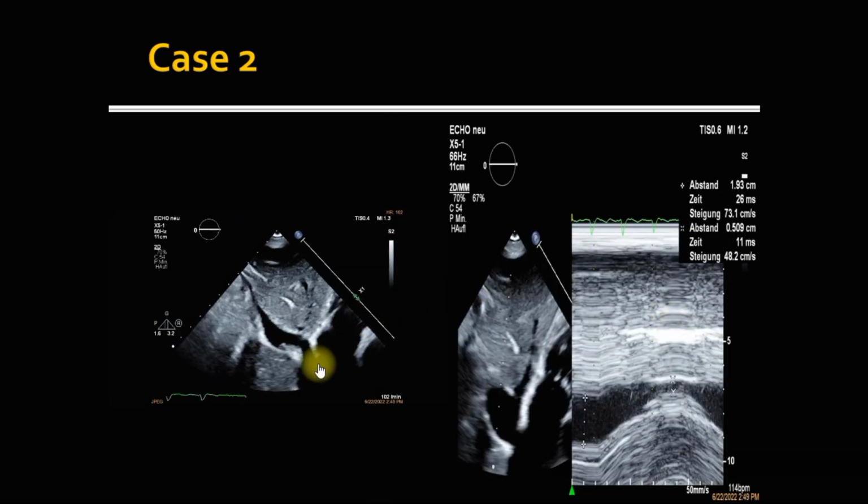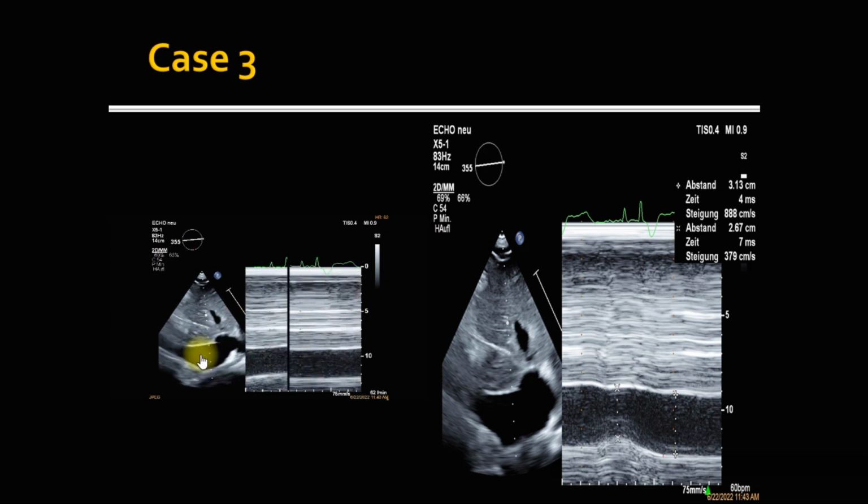The second case, here we have an inferior vena cava which collapses. We have measured it. Here in expiration, it is about 1.9 centimeter. In inspiration, 0.5. Then we have a diameter below 20 and collapse more than 50%. Then we have one more time normal right atrial pressure, about 0 to 5 millimeter mercury.